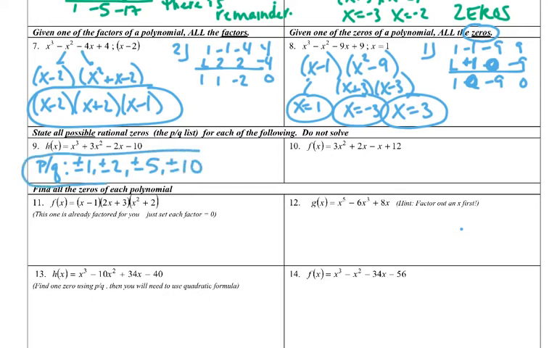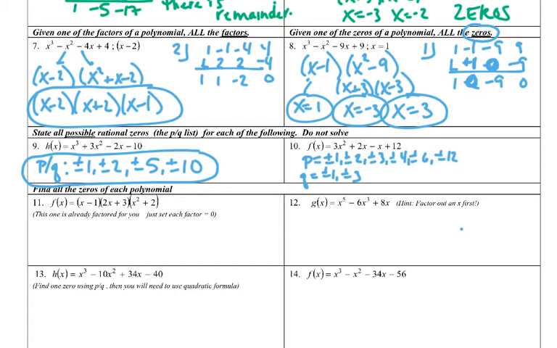Since the first coefficient was understood to be 1, the P over Q list is essentially just the P list. Versus here, maybe I'm going to write out the P list, which are the numbers that go into 12: 1, 2, 3, 4, 6, and 12. And then the Q list is the numbers that go into 3: 1 and 3.